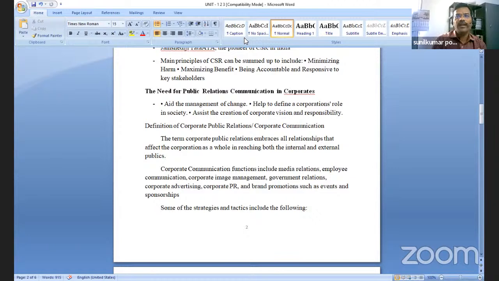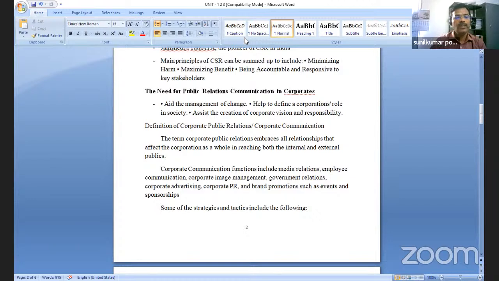But after 1991, liberalization, globalization, and privatization, all organizations or companies, private or public sector units or government sector, instead of public relations, are using corporate communication. But both are interdependent, and public relations is a broad area. Corporate communication comes under public relations.